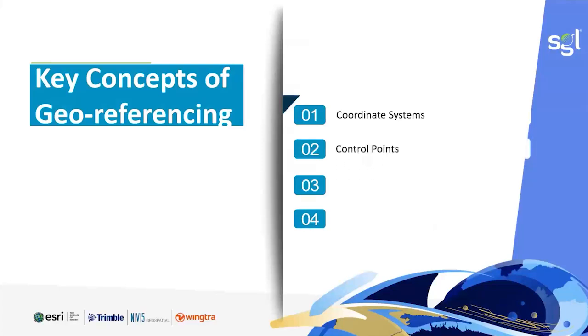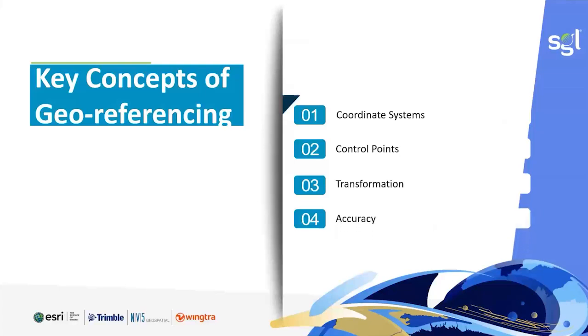Then the control points, which are known locations on the Earth's surface with known geographic coordinates. These points are used to link locations on the map or image to real-world positions. Then transformations, which is the process of converting the spatial data to align with the chosen coordinate system. It also involves mathematical operations that adjust the scale, the rotation, the translation, and possibly the curvature of the data set to match the control points.